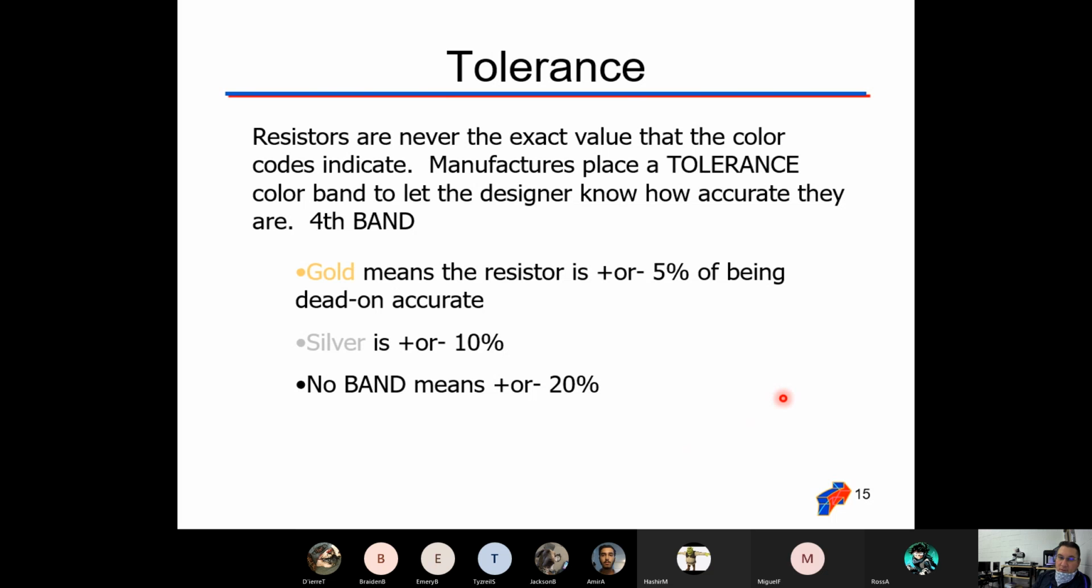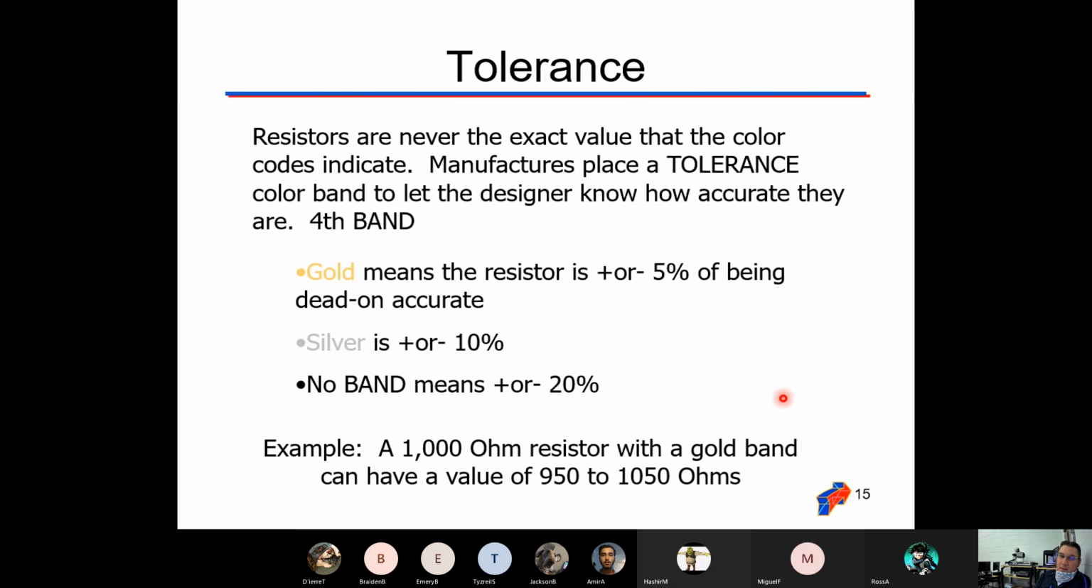Usually, though, the higher the tolerance, the cheaper the resistor, because it won't be perfect. Yeah, I would write down what they mean. So a 1,000 ohm resistor with a gold band means that it's going to be up or down 5%. 5% of 1,000 is 50. So it can go up or down 50 ohms. So if it's supposed to be a 1,000 ohm resistor, it can be 1,050 or it can be 950, depending.